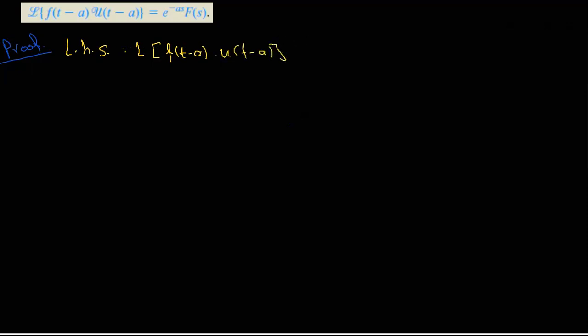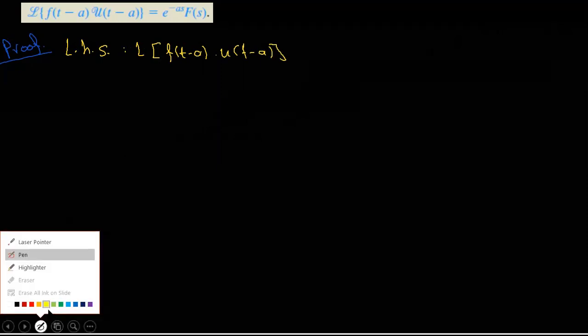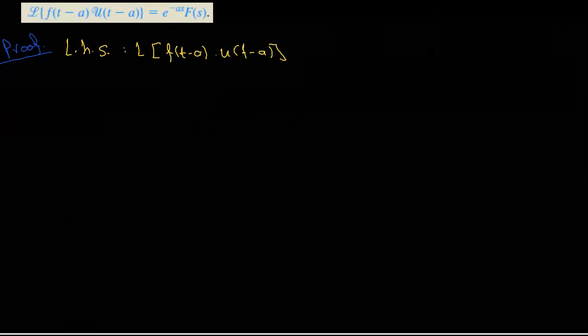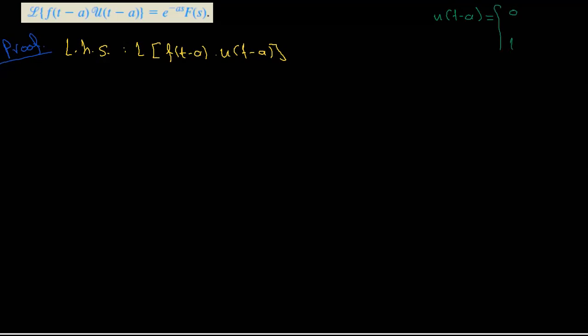Till now, I don't know, but what I know is the definition of the unit step function. Let me write the definition of the unit step function here. So the unit step function, u of t minus a, is given, don't forget, it is 0 or 1. It is 0 when t is less than a, and when t is greater than a, I'm so sorry, this is a, it is 1.